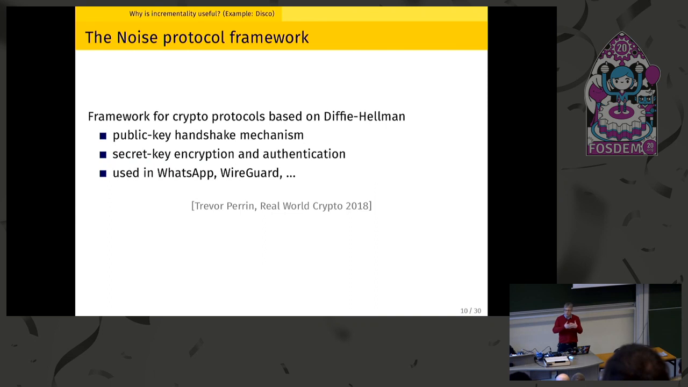Then, Strobe is only about the symmetric key part. What about the public key part? There is another protocol called the Noise protocol framework, defined by Trevor Perrin and presented at Real World Crypto 2 years ago. It's a fairly popular protocol in the sense that it's used, for instance, in WhatsApp and WireGuard. It does two things. First, it handles the public key handshake, so it does typically elliptic curve operations to establish a common secret key, and then it also handles the secret key encryption and authentication aspects.